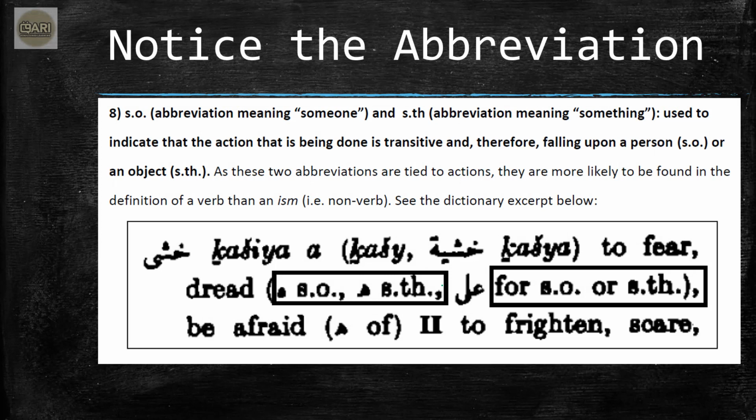On the other hand, OS was oneself. SO is someone. And sometimes STH is also used. So we have SO and we have STH. That means someone and something, respectively. So khashiyah, to fear, dread, someone, something, for ala, someone or something. So you can use someone, SO, and STH means someone or something. And again, they're usually going to be found with a verb.